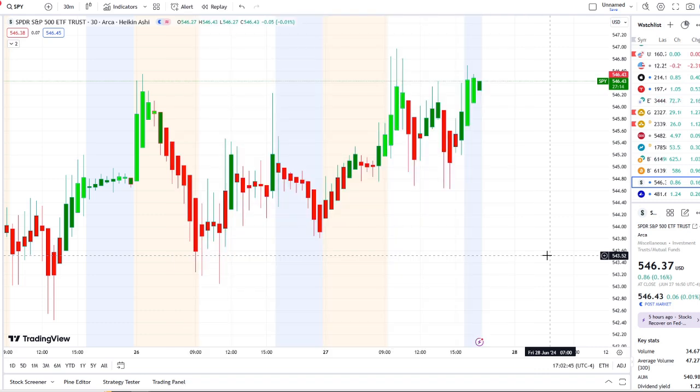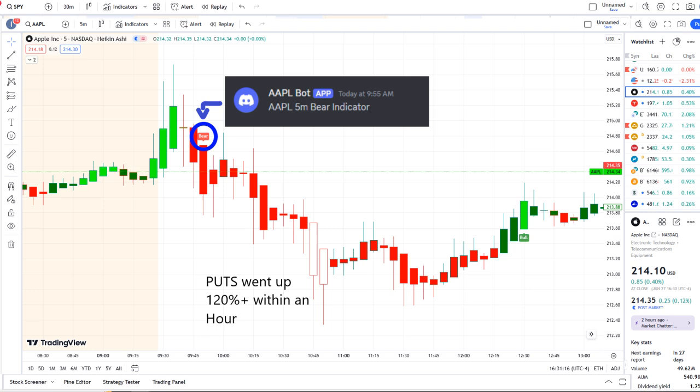So the home run of the day was from our Apple bot. Our Apple bot at 9:55 a.m. sent out a bear indicator, and from that moment forward, outflows crossed the midpoint to the downside. Pure weakness there on 42 vision, and put options went up 120% plus within an hour, guys.